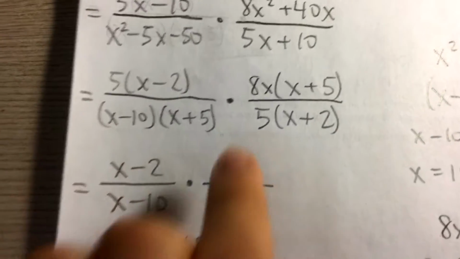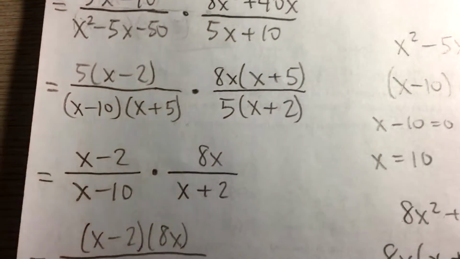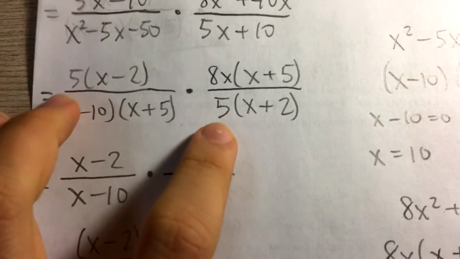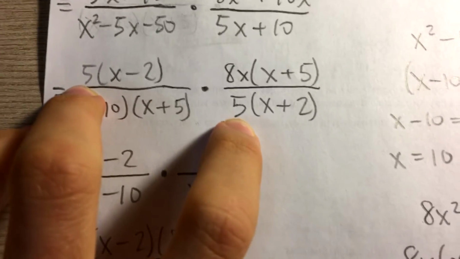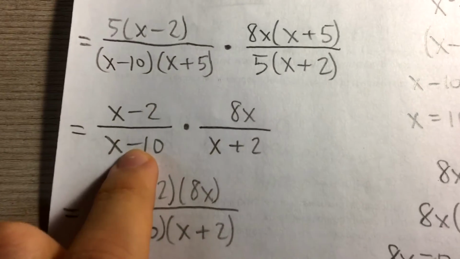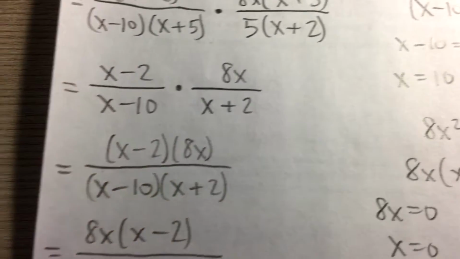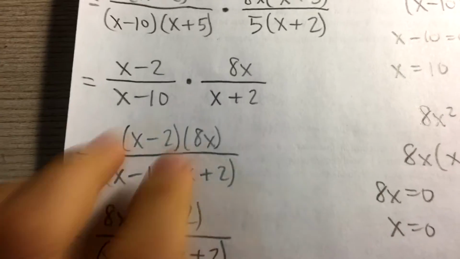And so now we can start canceling. We see we have x plus 5 and x plus 5, in the numerator and denominator, so we can cancel them out. And we also have 5 divided by 5 here, and so we can cancel those out. And what we're left with is x minus 2 over x minus 10 times 8x over x plus 2. And so now we can't simplify anymore.